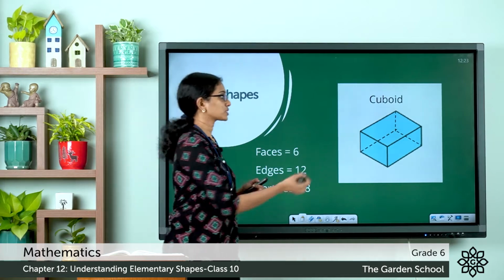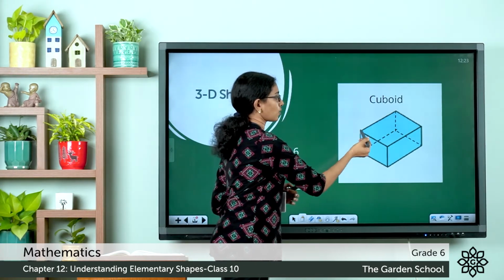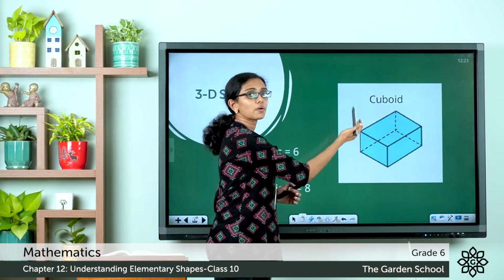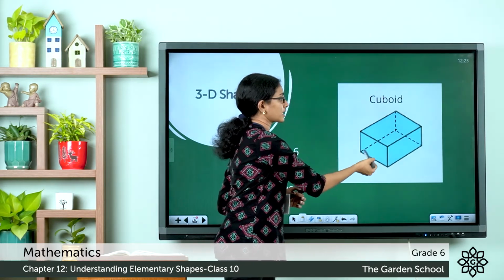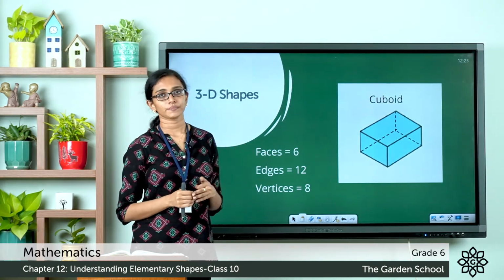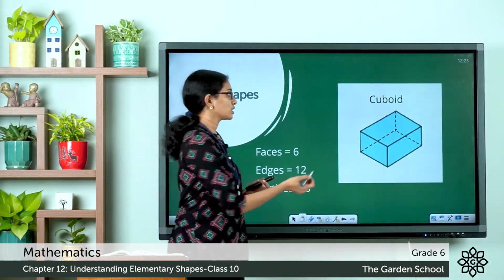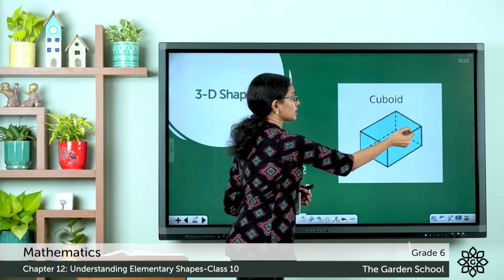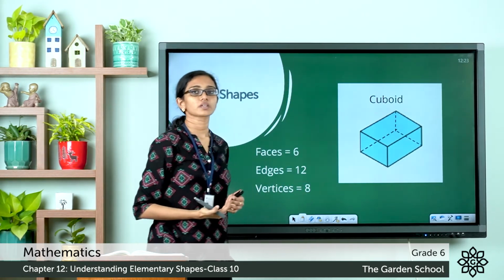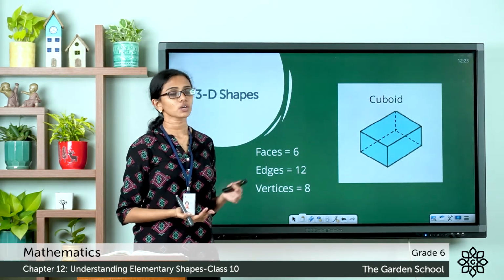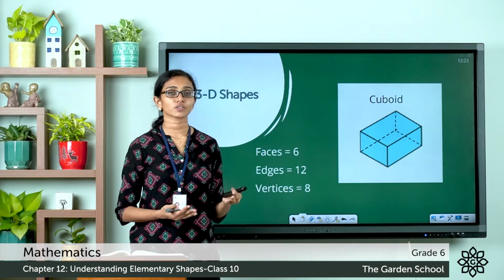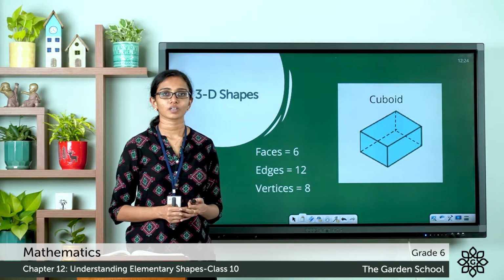Now what about the edges? 1, 2, 3, 4. Same at the bottom. 5, 6, 7, 8. Now on the sides 9, 10, 11, 12. So a total of 12 edges. Now what about the vertices? 1, 2, 3, 4, 5, 6, 7, 8. There are 8 vertices for a cuboid. Similarly, each type of solid shape has got their own properties.